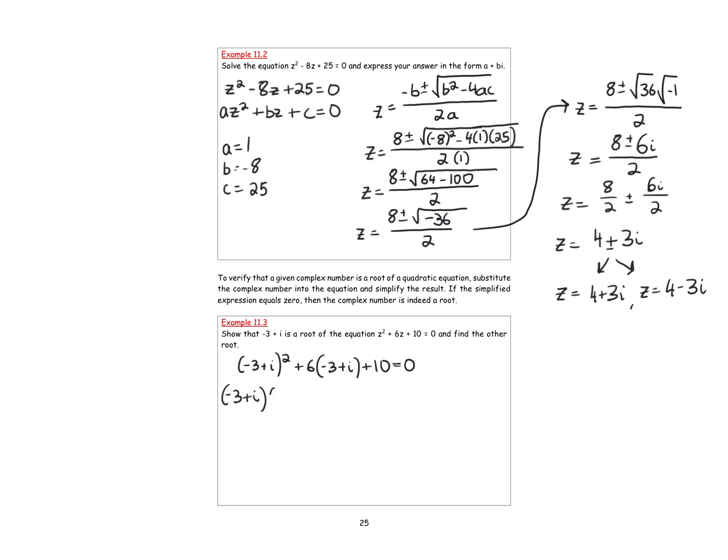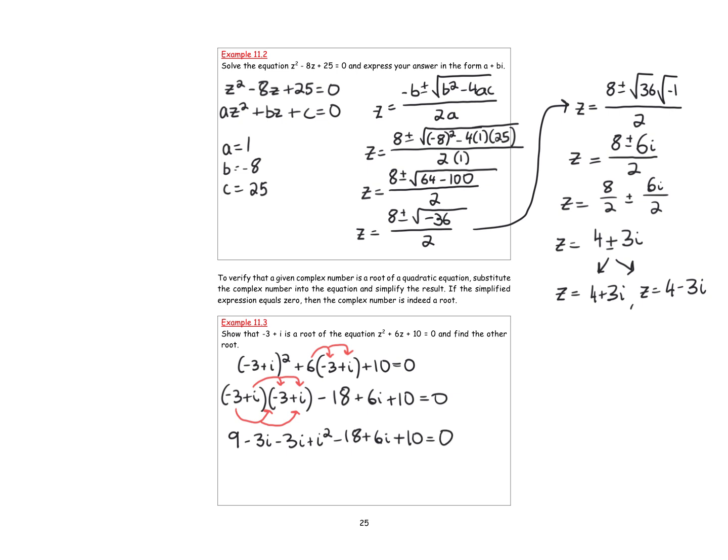(-3 plus i) squared is (-3 plus i) times (-3 plus i). I'll multiply out the bracket, and I'll have 6 times -3 and 6 times i, meaning I'll be left with -18 plus 6i plus 10 is equal to 0. Multiplying out the brackets, I'll have -3 times -3, -3 times i, -3 times i, and i times i. That will leave me with 9, -3i, -3i plus i squared, -18 plus 6i plus 10.